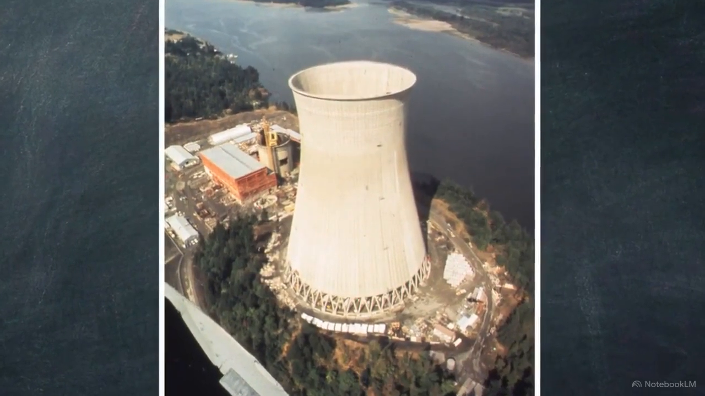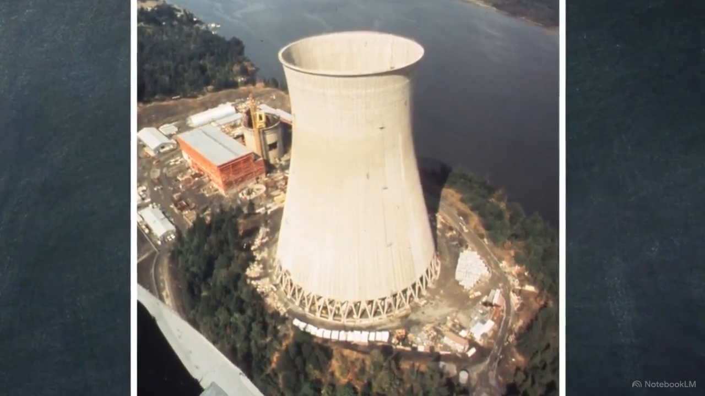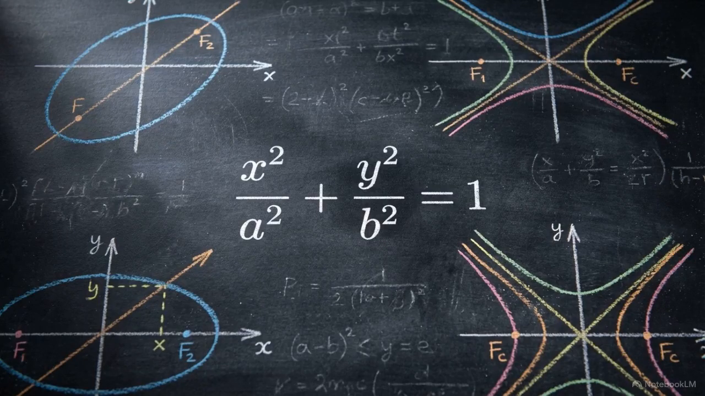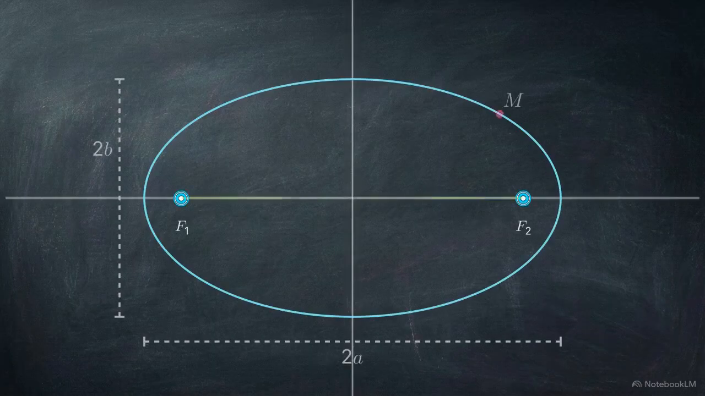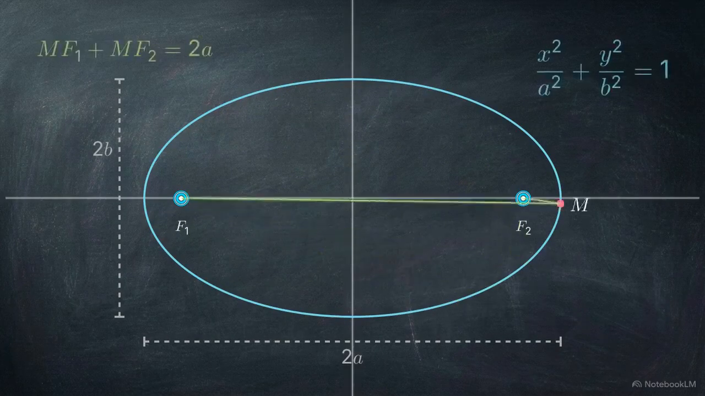Hundreds of miles away, a power plant cooling tower stands hundreds of feet tall, designed to manage intense thermal energy and withstand the external pressure of the wind. While these scenarios belong to different fields, their success depends on the exact same equations, the conic sections. We study these shapes in the classroom not for the sake of the graph, but because they provide the specific geometric constraints required to build these technologies.